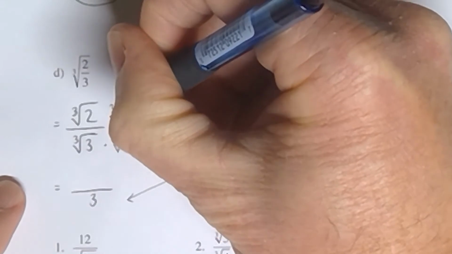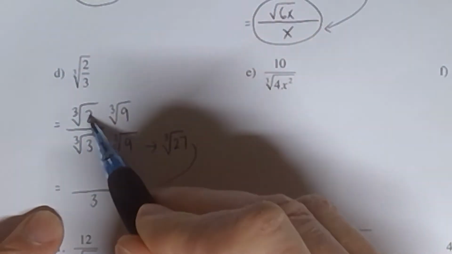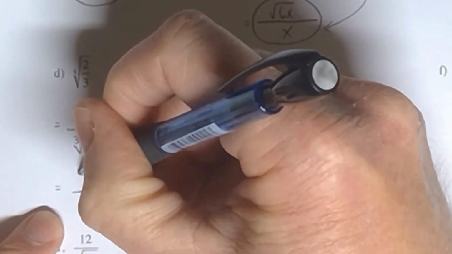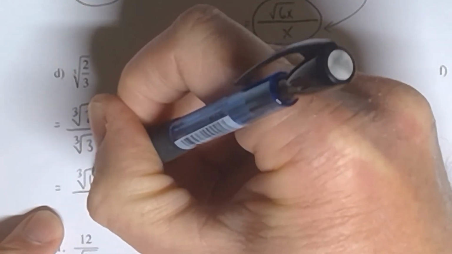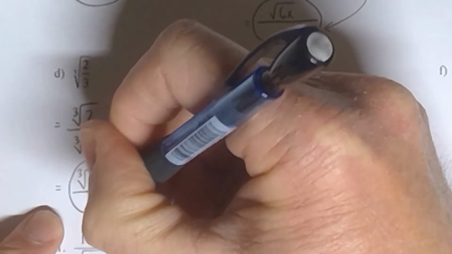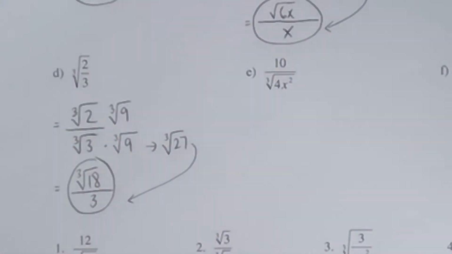But then I have to multiply the top by the same thing. Okay. And I get inside times inside is cube root of 18. And there you go. Okay.